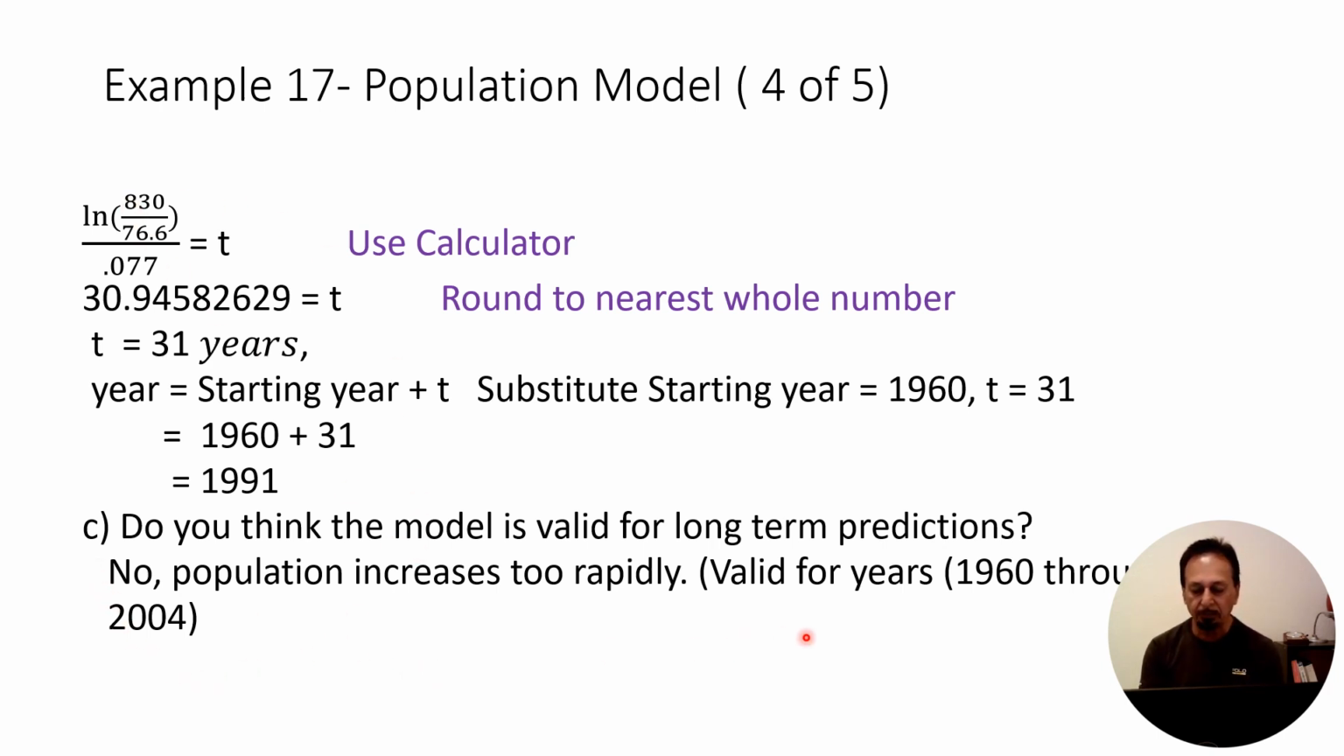Part C, do you think the model is valid for long-term prediction? The answer is no. Population increases too rapidly. It is valid for years 1960 through 2004.